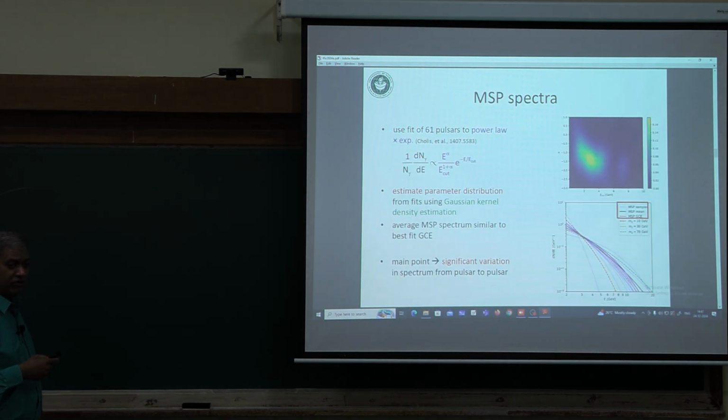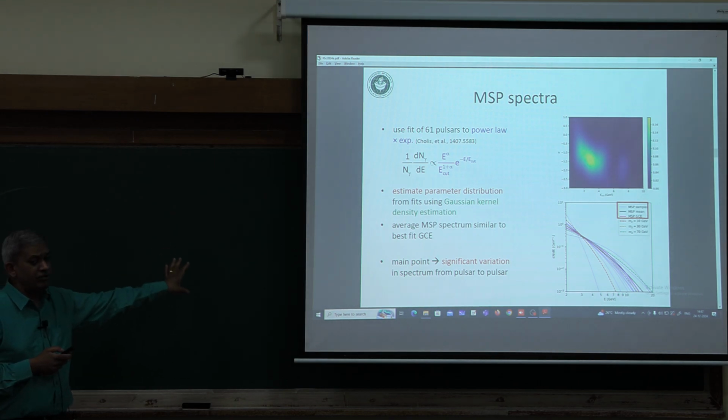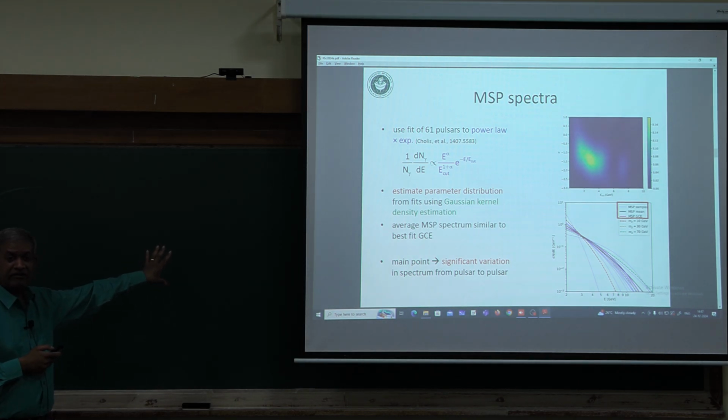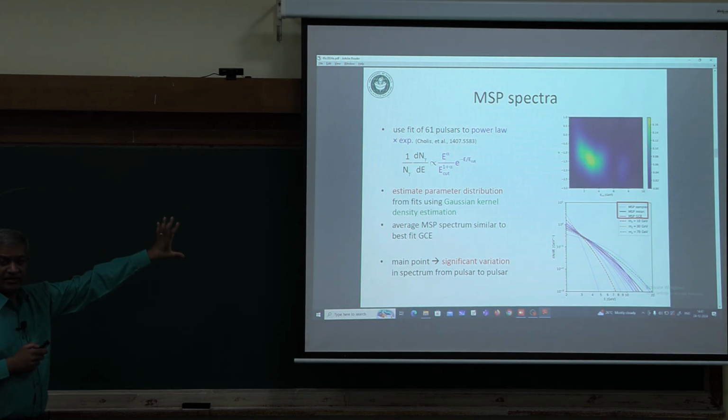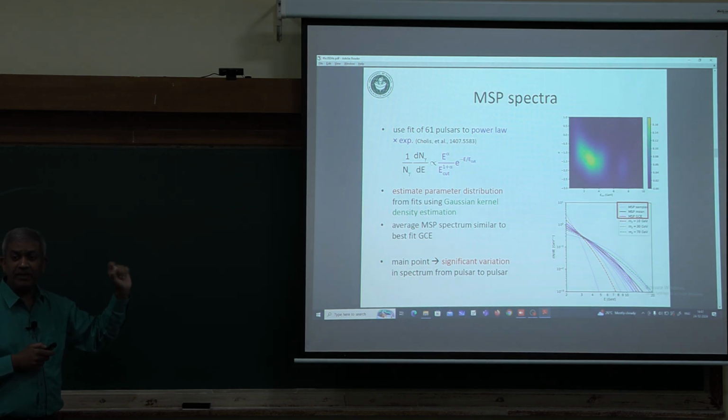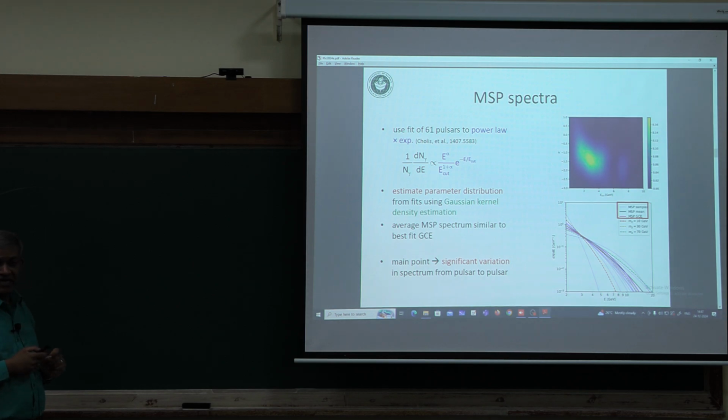Now, for the millisecond pulsars, the first thing we need is the spectral distribution. And so for that, we extend some work of Cholis et al. What they did is they found 61 pulsars, which at the time were identified by Fermi-LAT in gamma rays. And they fit each of them to a spectral form, which is a power law times an exponential. So there are two parameters, alpha and E_cut. So they end up getting 61 fit parameters with uncertainties. And what we do is we use those 61 fit parameters to estimate the probability distribution for the two parameters, alpha and E_cut, using Gaussian kernel density estimation.